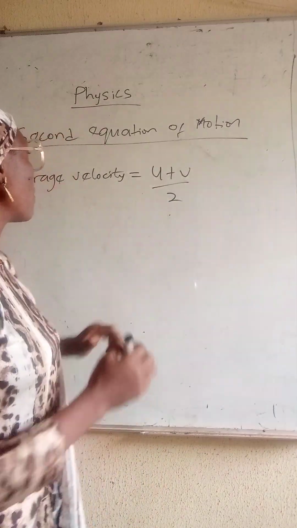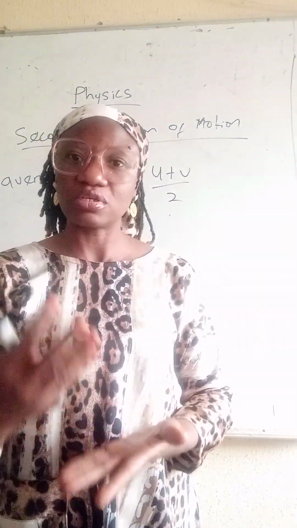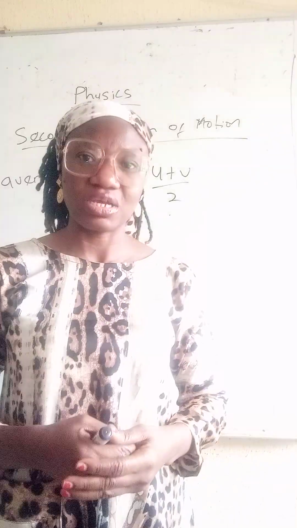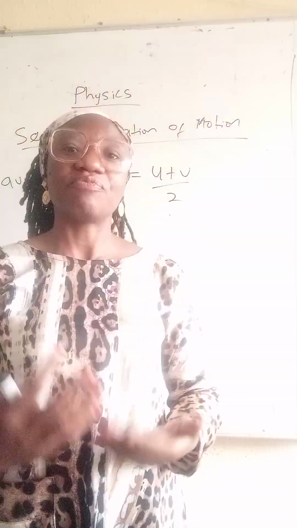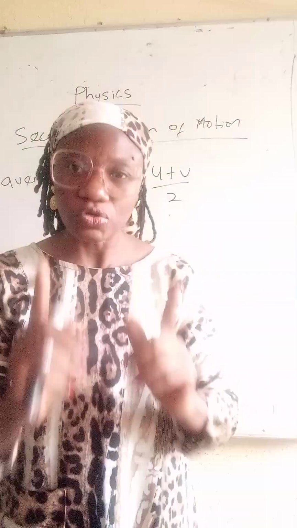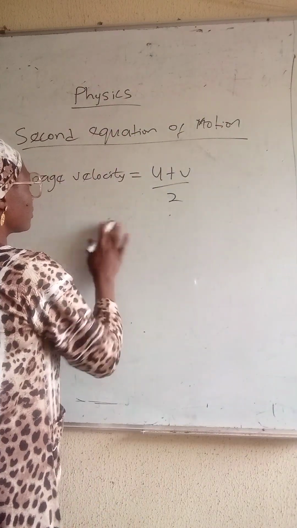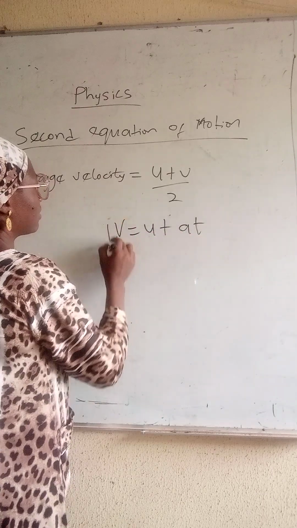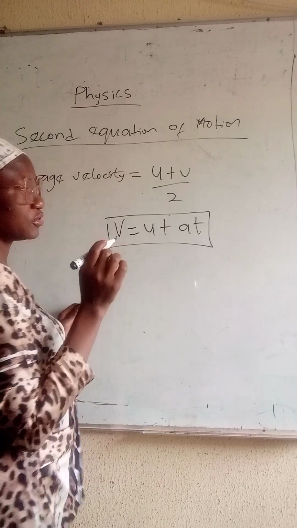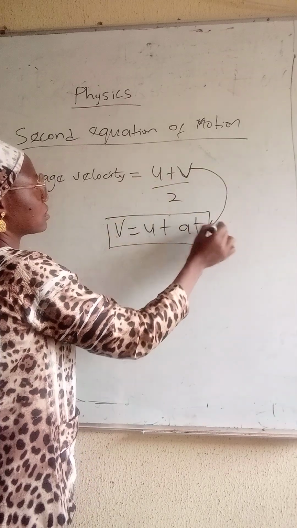If you have not seen the former video, please check the derivation of the first equation of motion. We have been able to establish that the first equation of motion is v is equal to u plus at. We have established this in the other video, so we are going to replace this v here with this.